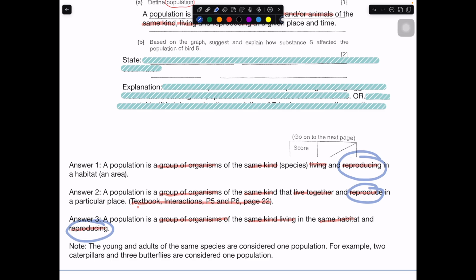In this case, let's say you have 2 caterpillars and 3 butterflies. They are considered one population, not 2 populations. You should count them as one. Likewise for tadpoles and frogs. These are the usual common examples that will come out in your MCQ. So let's move on.